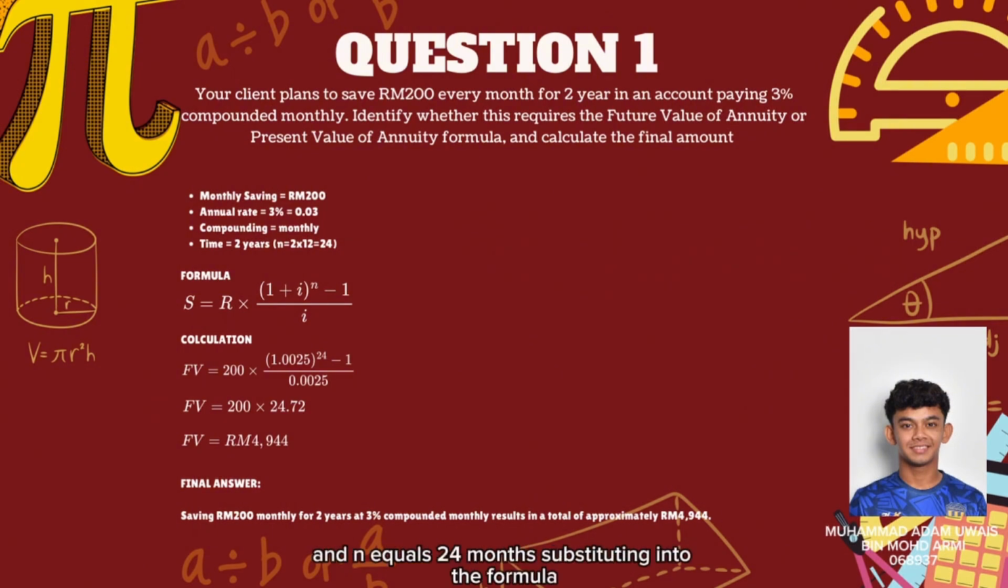Substituting into the formula, FV equals 200 times ((1.0025) to the power 24, minus 1) all over 0.0025. We get FV equals 200 times 24.72, and the final answer is FV equals Rm4,944. For the conclusion, saving Rm200 every month for 2 years results in approximately Rm4,944.